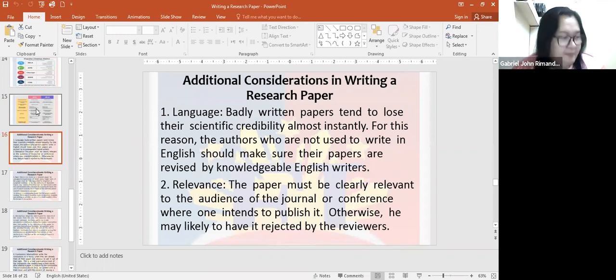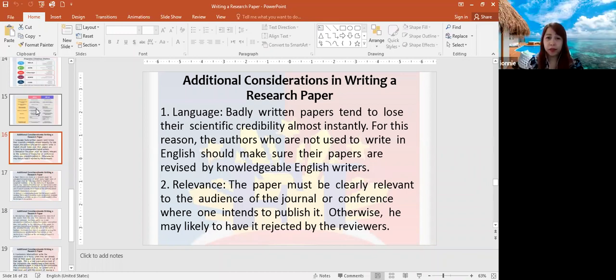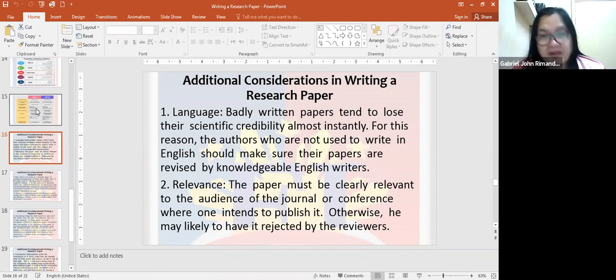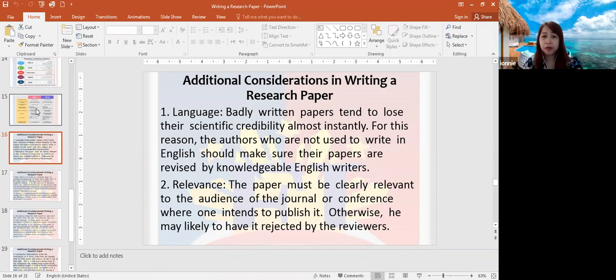Number one is the language. Maybe in the past researches that you have made, you have hired a grammarian to proofread and polish your work. Is that right? What is the purpose of hiring a grammarian? To check the grammar.